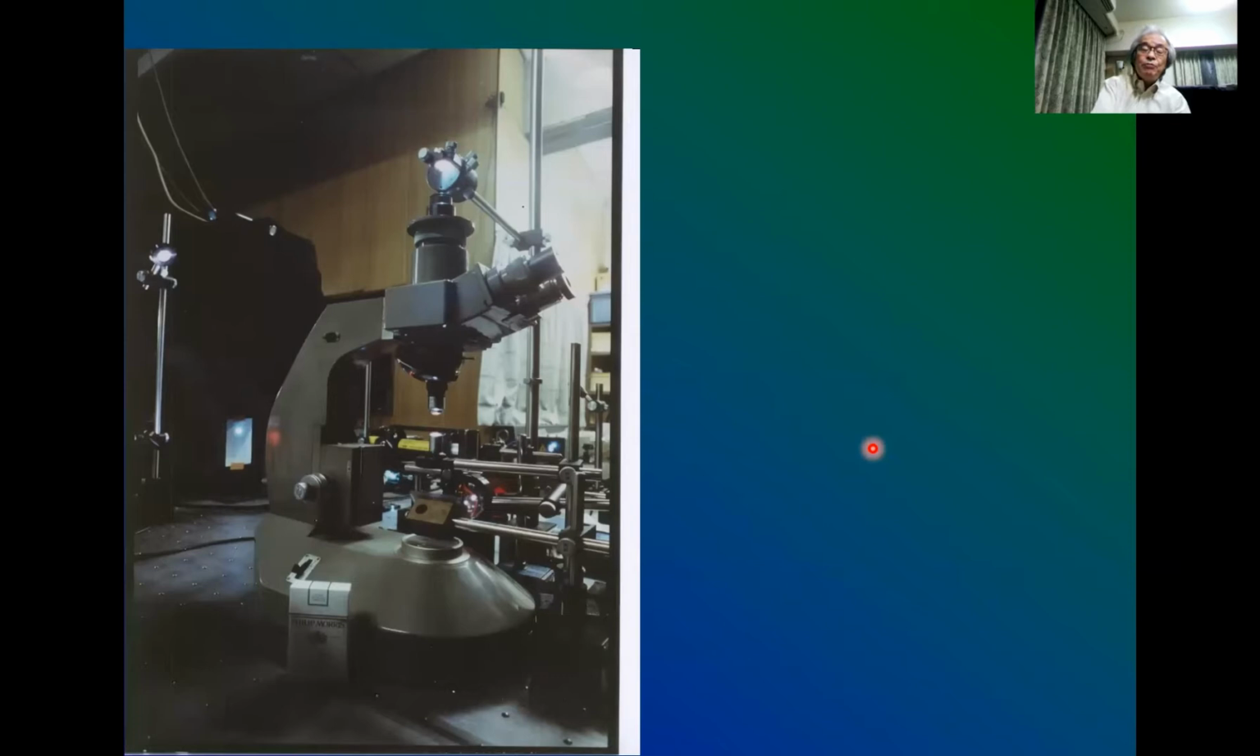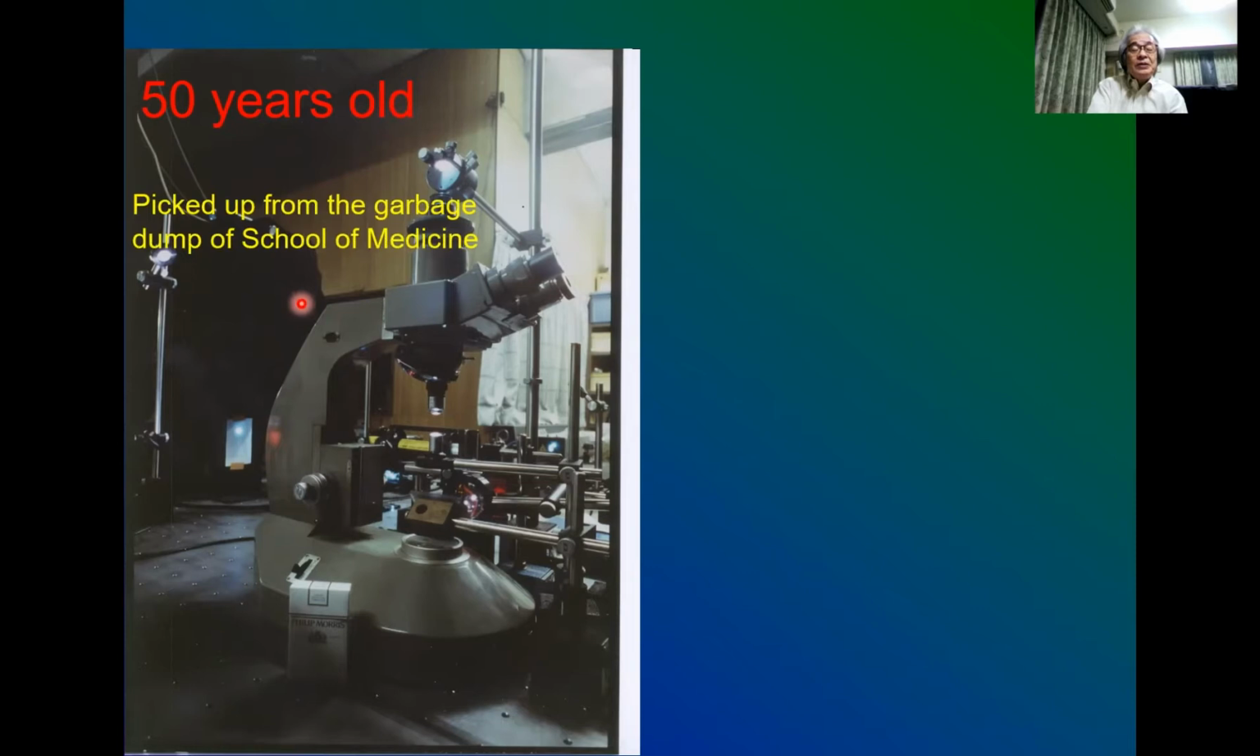This is a very, very old microscope. It's already 50 years old. This one is our microscope, which was used for the thermal lens experiment. Now we picked up the old-fashioned microscope from a baggage yard of the School of Medicine, and we applied it to the thermal microscope experiment.